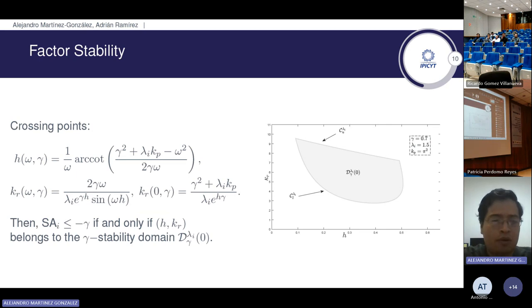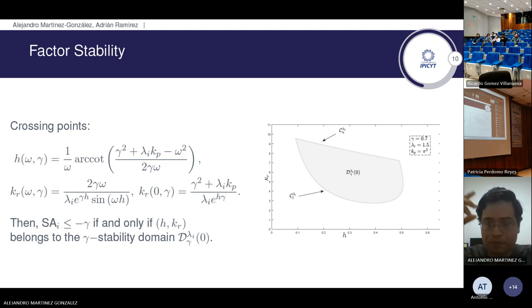Well, how do we do this? We use the division method. We have the space of parameters decomposed into regions, where each region is characterized by a number of unstable roots. So we focus, as in the figure on the right, on the gray region where we don't have any unstable root. So how do we find this region? Well, we find the crossing points given by h and the gain, the retarded gain.